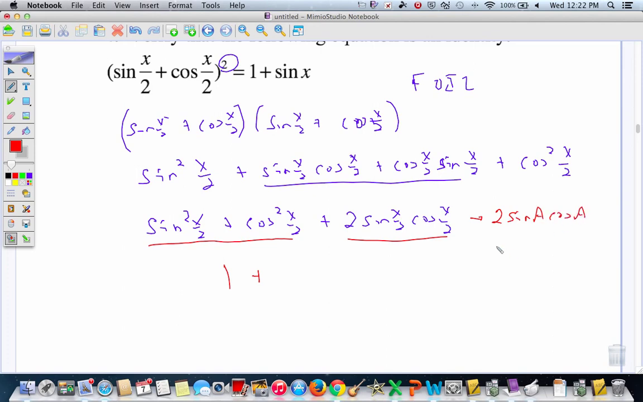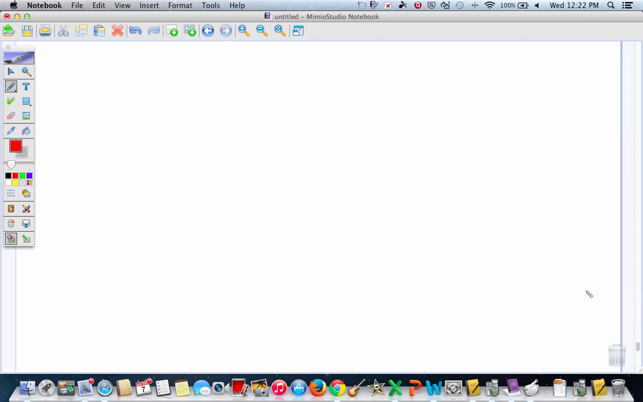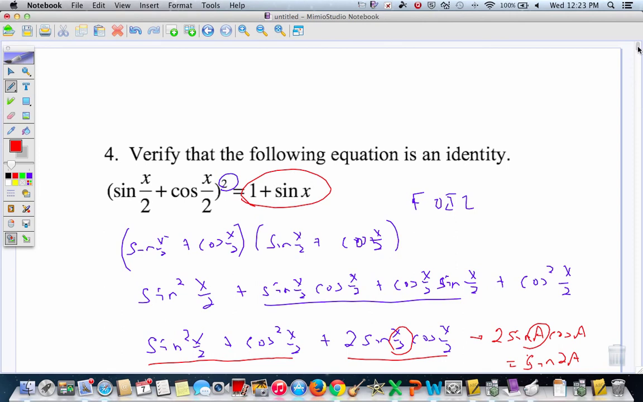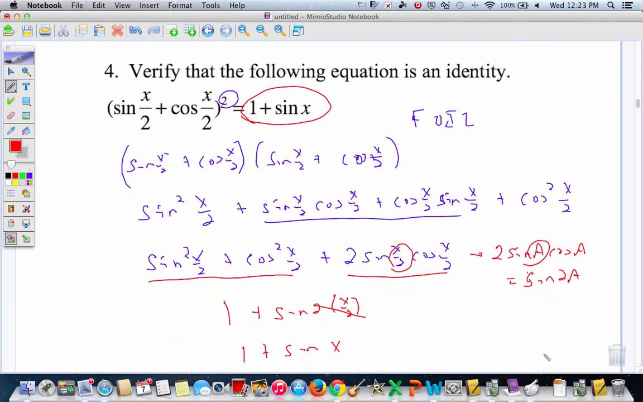This is the same thing as our double angle. Remember 2 sine A cosine A, which in that case is the sine of 2A. In this case, A just happens to be x over 2, so I have the sine of 2 times x over 2, or 1 plus the sine of x, because the 2's will cancel here, and we've proved our identity right here. And that was a quick look at our half angle identities for sine, cosine, and tangent.